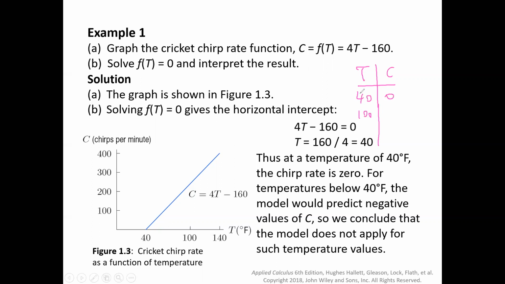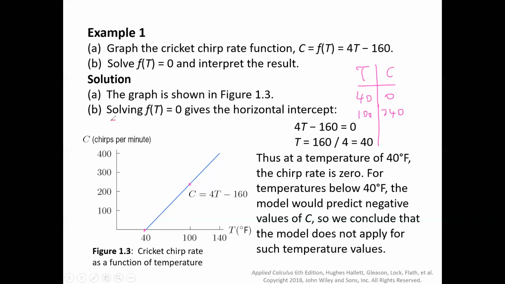4 times 100, that's 400, minus 160 will give you 240. So essentially what we're saying here is that when temperature is 40, we get 0 chirp rate. When temperature is 100, we get 240 per minute chirp rate. Okay? And then you just plot those 2 points on the plane, maybe about here, and then just connect these 2 points with the line. And that's how you get the graph, right?